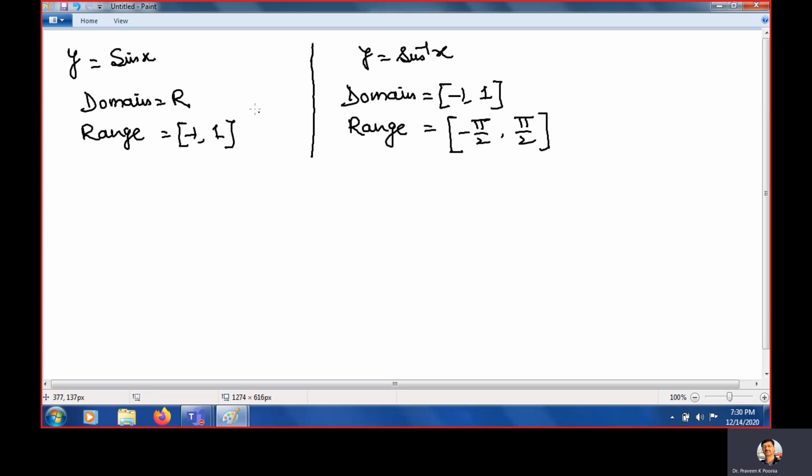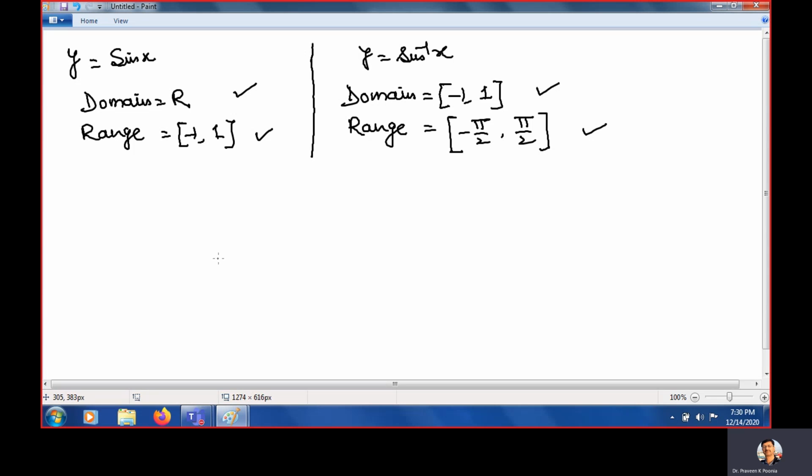So you need to learn what is the domain of sine x, it is R. What is the range of sine x? It is minus 1 to 1. Similarly, what is the domain of sine inverse x? It is minus 1 to 1. And what is the range of sine inverse x? It is minus pi by 2 to pi by 2. This is the range. Okay.